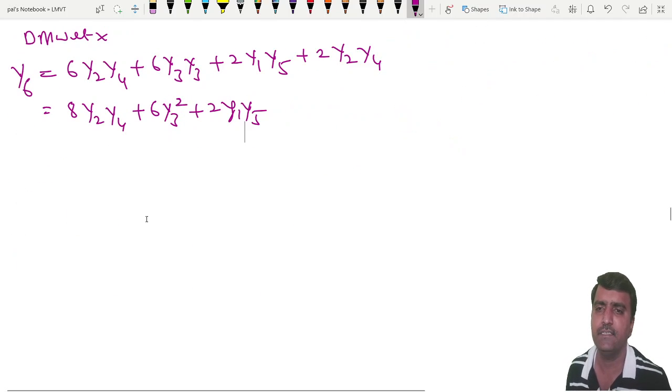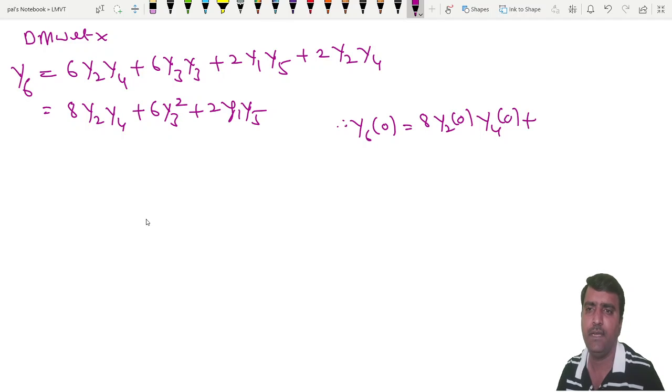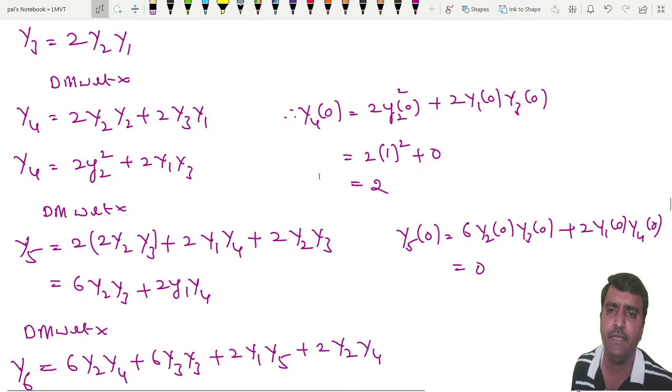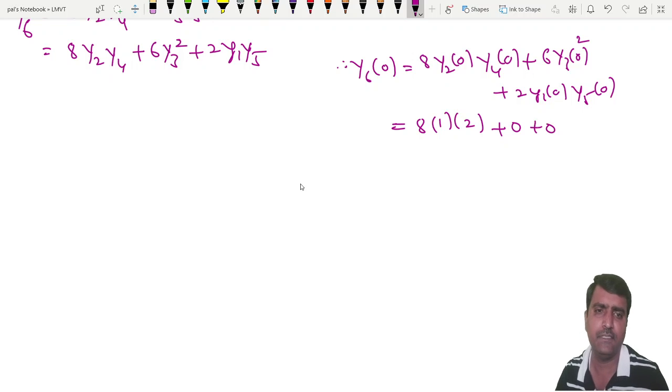So now we can find y6 of 0. y6 of 0 is equal to 8 into y2 of 0 y4 of 0 plus 6 into y3 of 0 square plus 2 into y1 of 0 y5 of 0, which is equal to 8 into y2 of 0, which is 1, y4 of 0, which is 2, plus y3 of 0 and y1 of 0, which are 0. So totally y6 of 0 is 16.